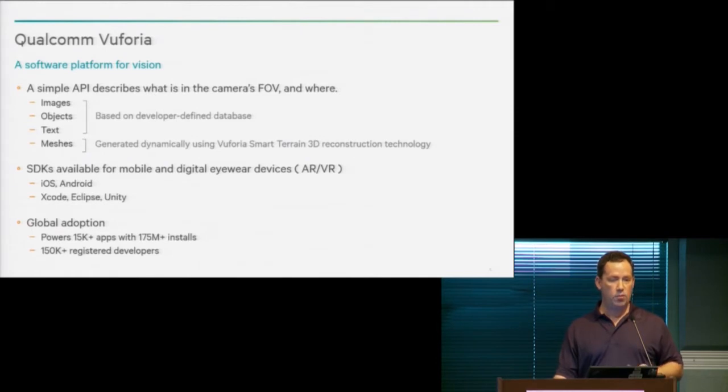We provide a variety of SDKs for iOS and Android, and these are in Java, C++, and also Objective-C, and then we provide a Unity extension, which is in C#. So currently we have global adoption. Over 15,000 apps in market, over 175 million installations, and 150,000 developers. It's become truly a global phenomenon.